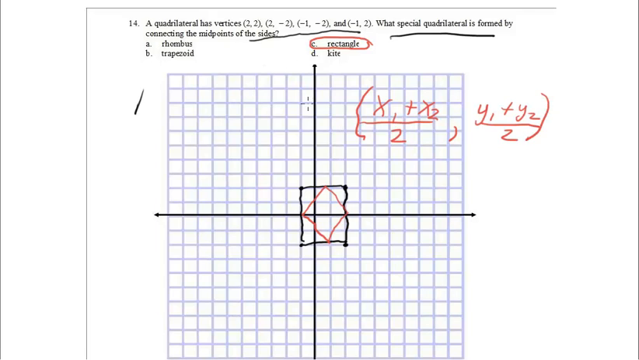So in this example, this of course right here is the point 2, 2, right? And down here is the point negative 2, negative 2. So we could use this midpoint formula here, and that would give us the point 2, 0, which is right here. Using this graph paper just makes it nice and easy.